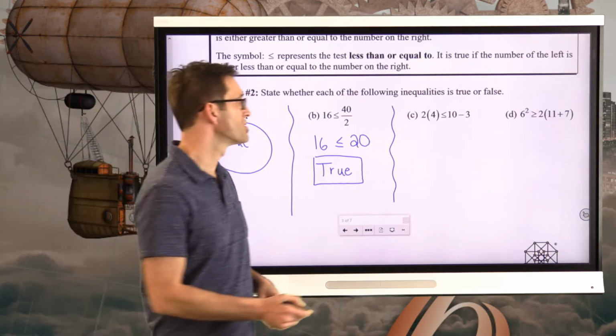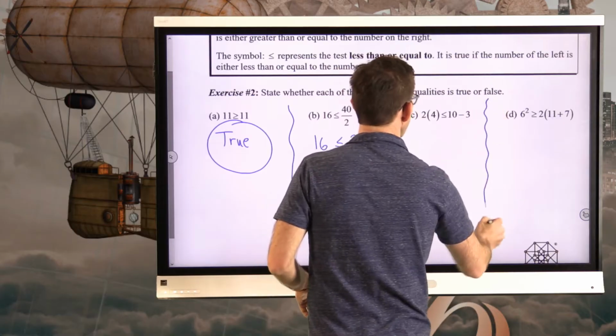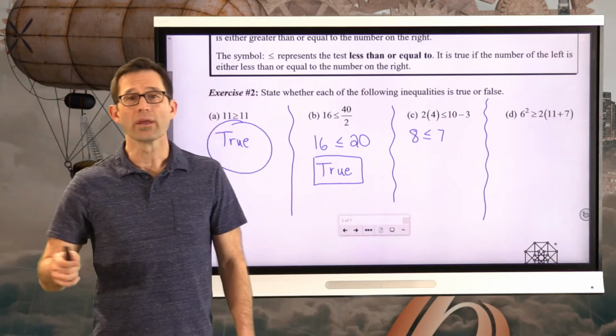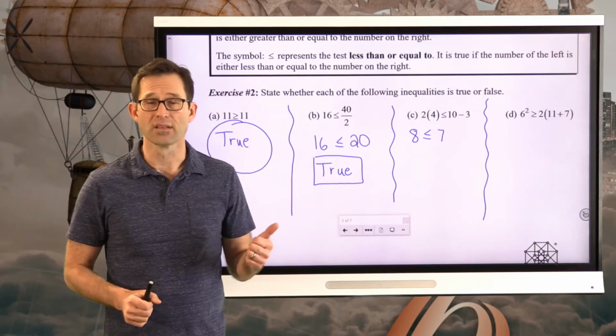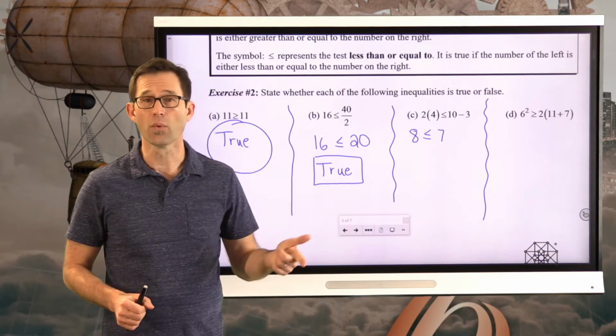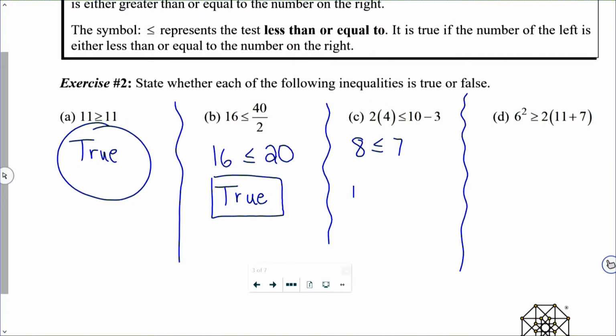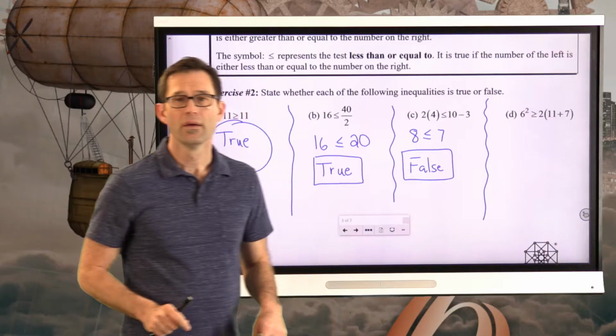All right, let me just divide this up so we've got a little bit of room. Here, I'm going to have 2 times 4, which is 8, is less than or equal to 10 minus 3, which is 7. Well, is 8 less than or equal to 7? Well, 8 is not less than 7, and 8 is not equal to 7. Since both of those are not true, the answer is false.